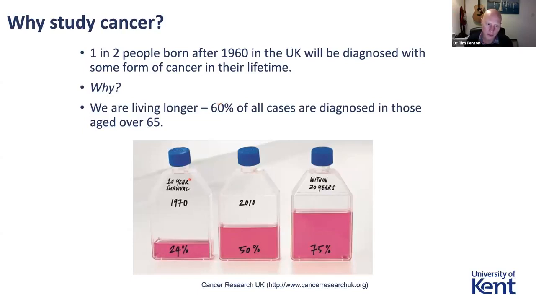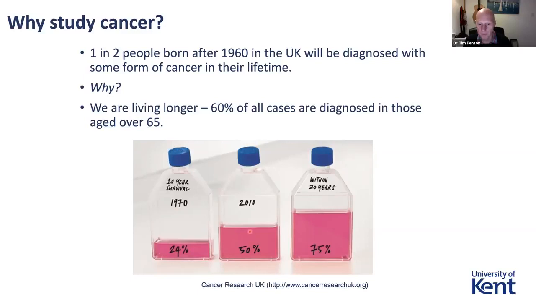Back in 1970, when what we might refer to as the modern era of cancer research started, people diagnosed with cancer at that time had a chance of being alive 10 years after that diagnosis of roughly 1 in 4. By 2010, due to advances in cancer research and the development of new, improved treatments, the odds of being alive 10 years after a cancer diagnosis had jumped to 50%. So twice as many people surviving cancer in 2010 versus 1970.